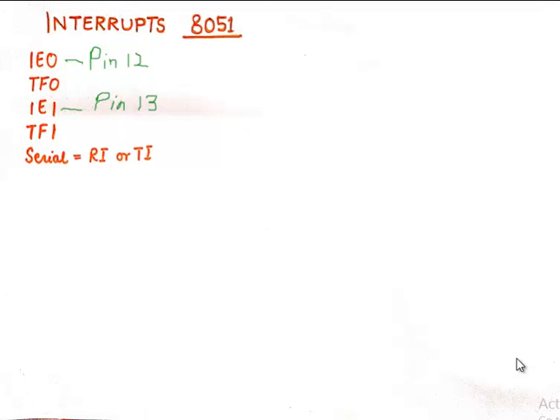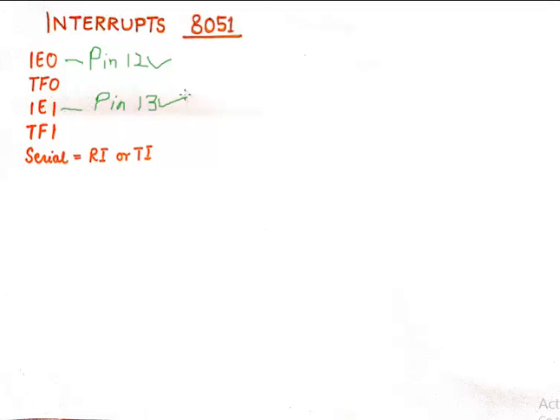I'll discuss all these interrupts, where they feature, and while discussing the interrupts, I'm sure you'll recall the functioning of these interrupts also. So the first one is IE0, which is the external interrupt 0. You'll find this interrupt at pin 12 of the dual inline package of 8051. And the third interrupt is the external interrupt 1, and you'll find it on pin number 13. And both these interrupts are active low.